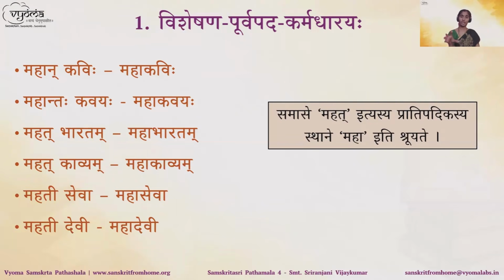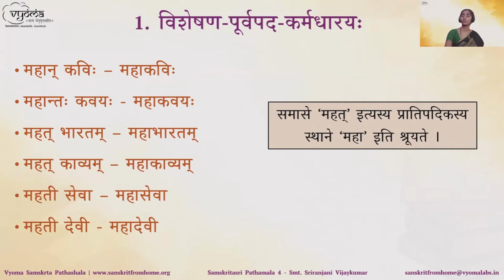Samase Mahat ityasya pratipadikasya sthane Maha iti shruyate. Actually Mahat is a pratipadika for Mahan, right? But you don't hear Mahat Kavihi. The Samastapada is Maha Kavihi. So there is an Atvam. By Vyakarana Niyama, you hear A there. So finally you will only hear Maha in the place of Mahat. It should have been Mahat, but you hear Maha. So you should remember that wherever this Mahat word comes in the Purva Pada, you have to say Maha.